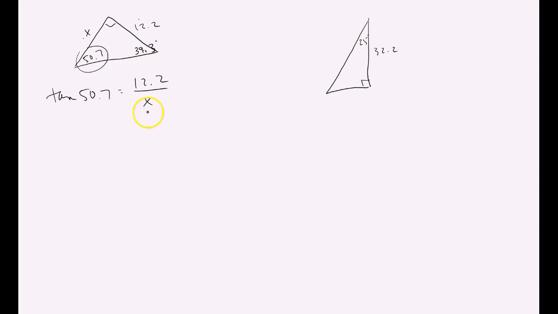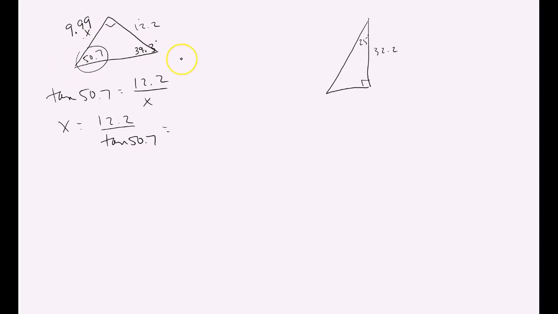And that means that x is going to be 12.2 over the tangent of 50.7. That's just cross multiplying and getting that all figured out. So let me type this in the good old calculator here. Okay, so I'm getting 9.99 is what I'll call that.